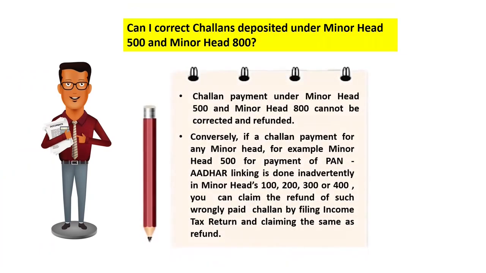Another question could be, can I correct challans deposited under minor head 500 and minor head 800? Please note, challan payment under minor head 500 and minor head 800 cannot be corrected and refunded. Conversely, if a challan payment for any minor head, for example minor head 500 for payment of PAN Aadhaar linking, is done inadvertently in minor heads 100, 200, 300 or 400, you can claim the refund of such wrongly paid challan by filing income tax return and claiming the same as refund.